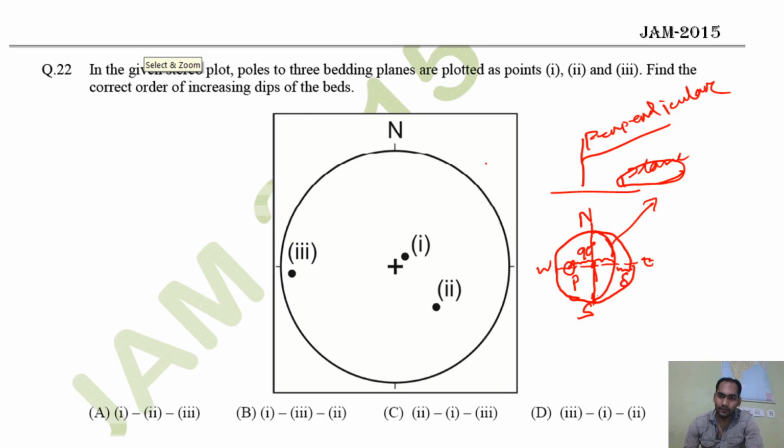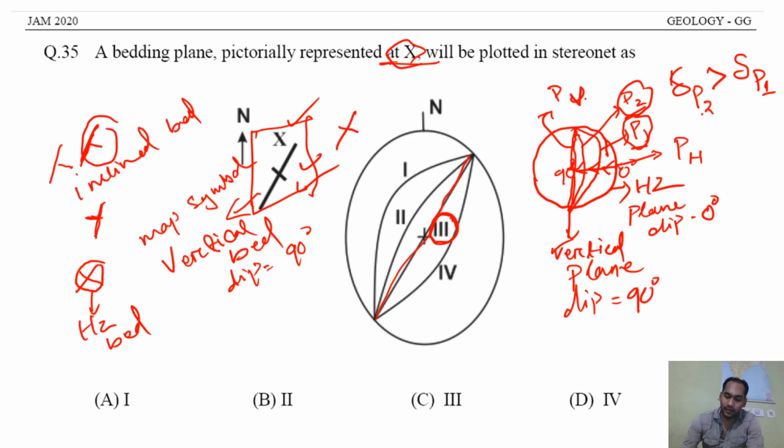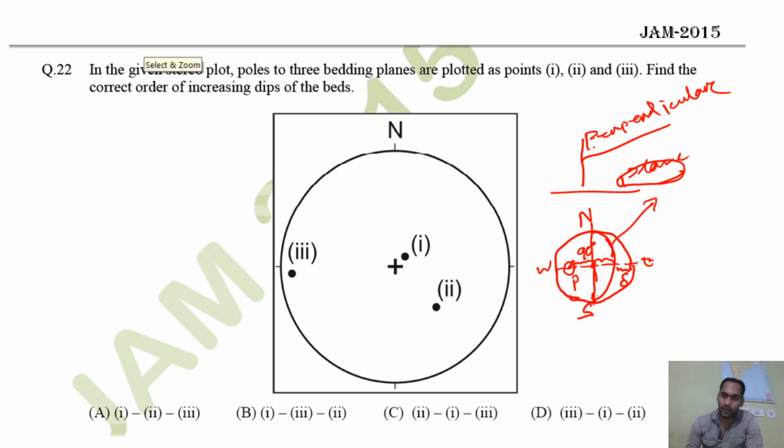So here you can see I have told in the previous case that the gentler plane will be closer to the outer circle and the steeper plane will be closer to the inner circle. They will be closer to the center. The steeper plane will be closer to the center. But in the first question here, these are not planes, these are poles to bedding planes.